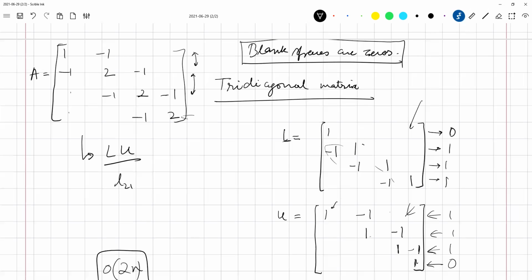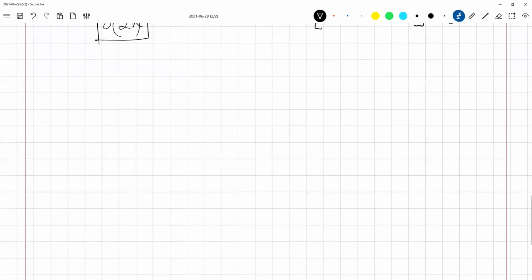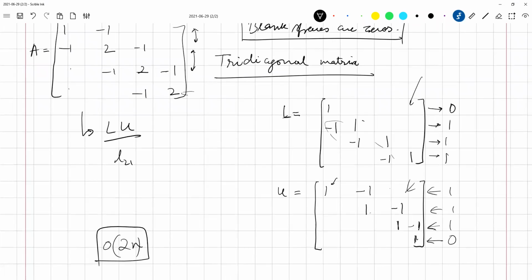Would you like to do an example? Yes, sir. Let me write the example here itself so that we can see what is to be done. So now you have a set of equations. Let me write those equations.